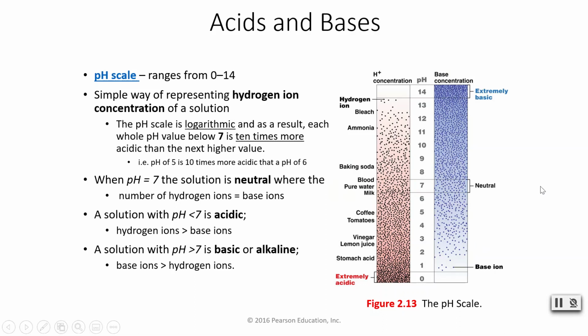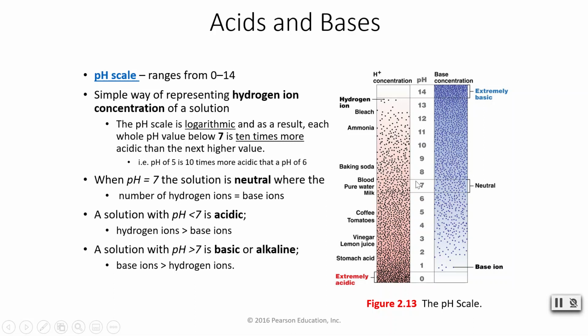So here we go, pH scale. Your pH scale ranges from 0 to 14. And again, we're really just measuring how many hydrogen ions we have in a solution. Now the pH scale looks pretty simple. We're going from 0 to 14, just whole numbers. But it's a little bit more complicated than that. This is a logarithmic scale. So actually each number is 10 times different than the previous or the next number.